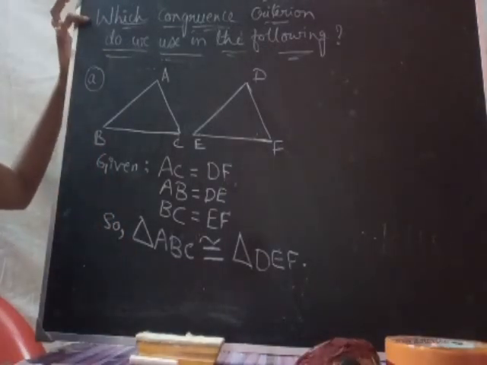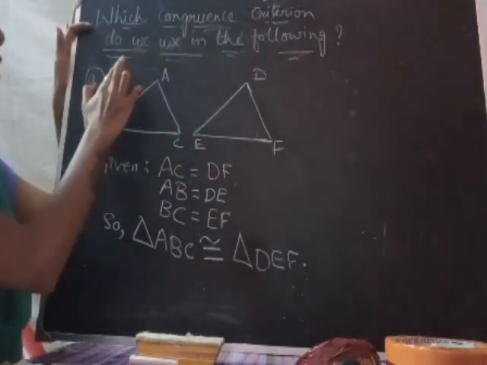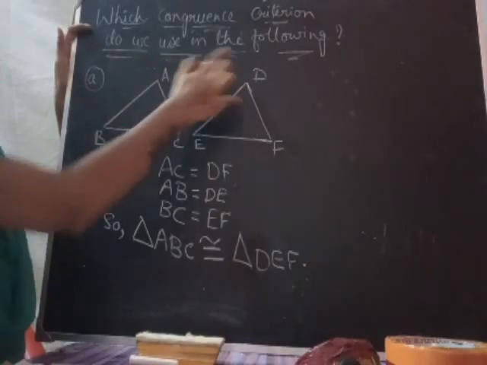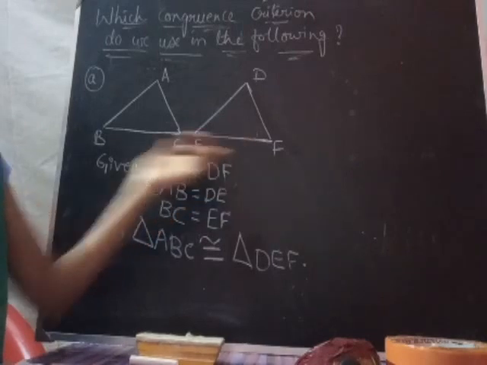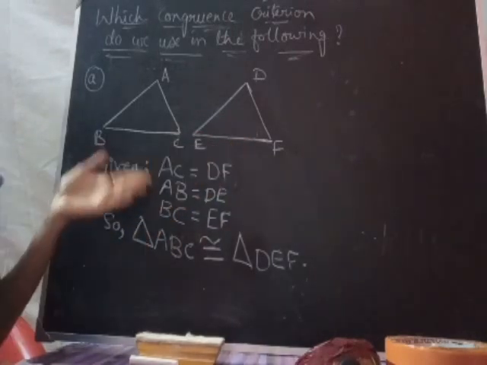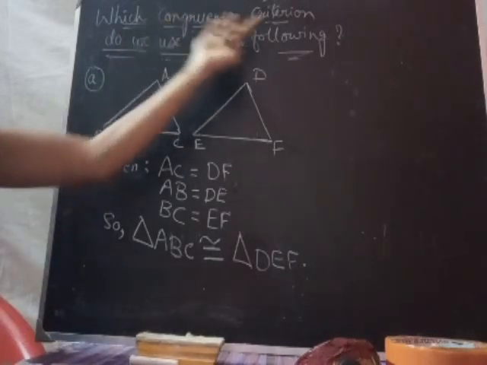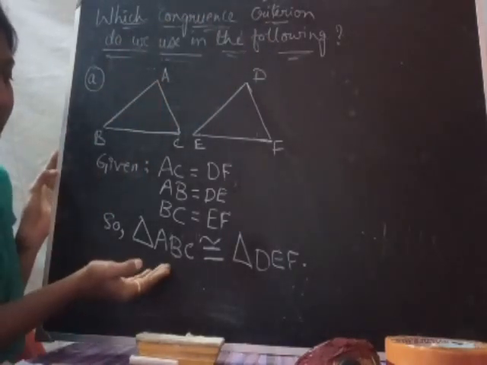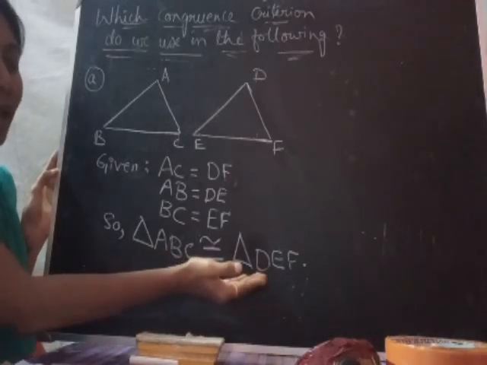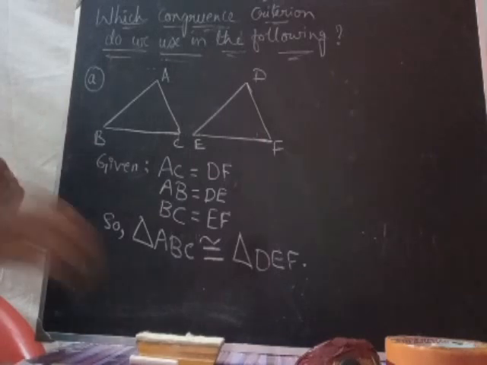Which congruence criterion do we use in the following? So they have given two triangles and the conditions. We have to say which congruence criterion is used to say the triangle ABC is congruent to triangle DEF.